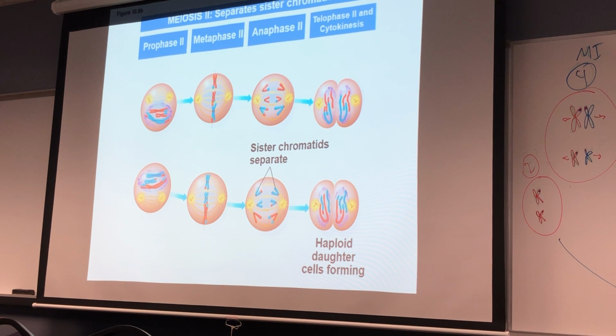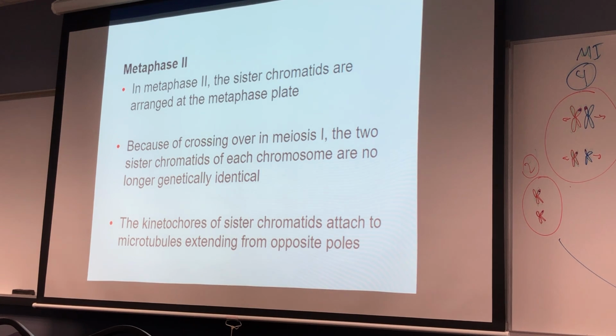Yeah. Well, anyways, but they separate, right? Anaphase 2. Sister chromatids separate in anaphase 2. And then you have telophase 2 and cytokinesis. So at the end you have these haploid daughter cells, which are non-identical, different from one another, and different from the parent cell.